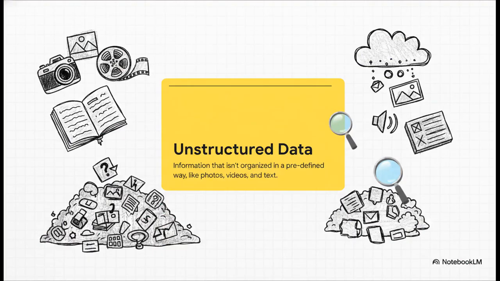Unstructured data is just any information that you can't neatly drop into a spreadsheet. It's the photos, the whole movies, the letters from our attic analogy. And this stuff makes up most of the data in the entire world. And on its own, it's really just a giant, useless digital pile.